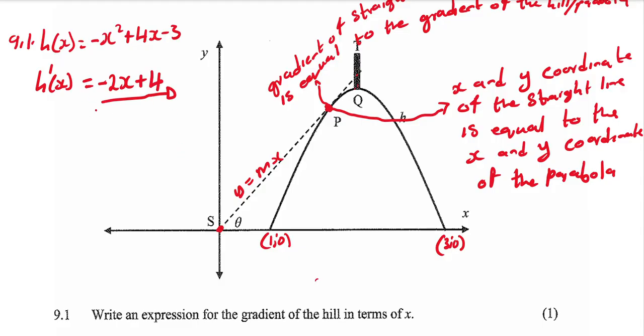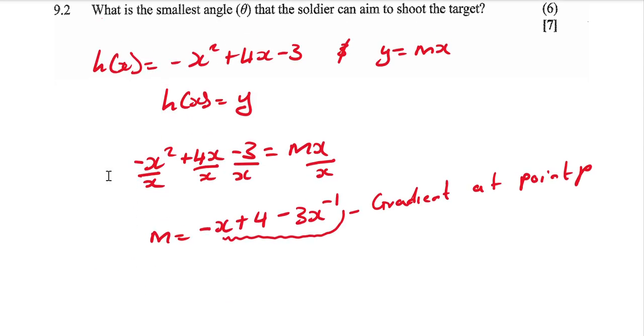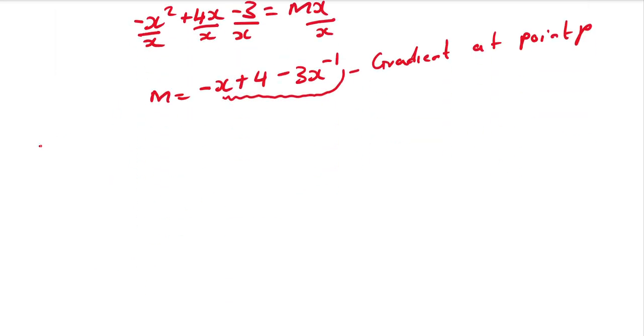So we're going to equate this gradient here, minus 2x plus 4, to this m, because the gradients are equal: negative x plus 4 minus 3x to the power minus 1. Do you get me? Now we are solving for x. That x will be the x at point P. Do you get me?